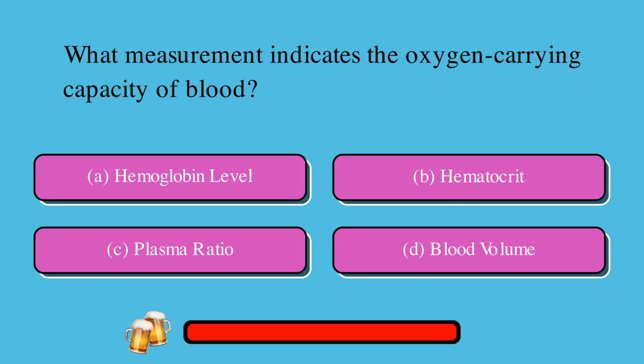What measurement indicates the oxygen carrying capacity of blood? A, hemoglobin level, or B, hematocrit, or C, plasma ratio, or D, blood volume? The correct answer is B, hematocrit.